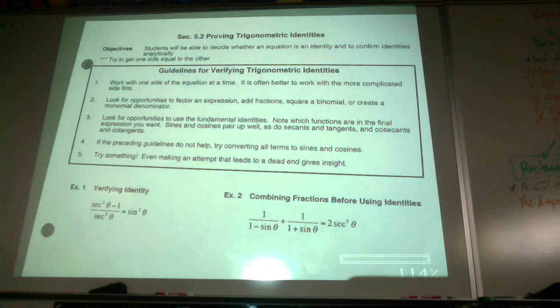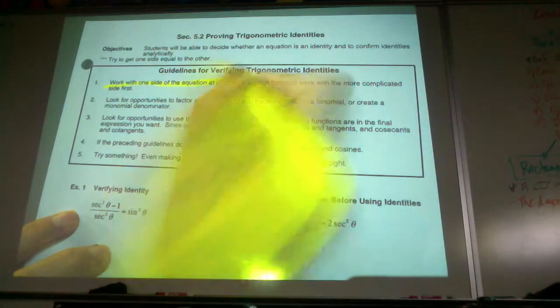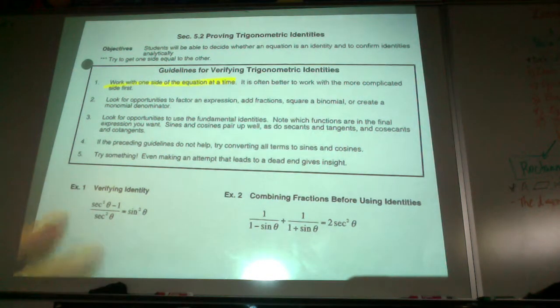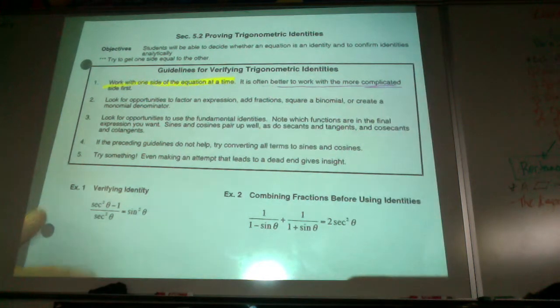So here are some guidelines for verifying. And we've talked about some of these guidelines before. The first guideline, work with one side and one side only. Well, which side do you work with? My suggestion is it's better to work with a more complicated side. It's easier to make complicated things into a simpler item rather than take a simple item and make it more complicated. It's much easier to go from complicated to simple. And so the question arose in a previous period, well, what if I choose the wrong side? That won't matter. You can verify these identities by using either side. It's just easier if you choose the more complicated side.